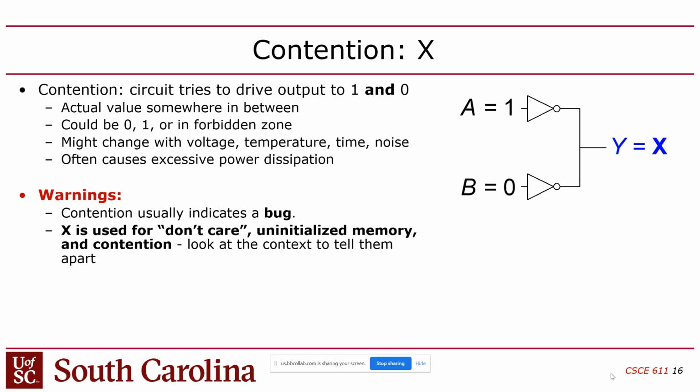Likewise, what if you want to set a value to don't care? You guys remember don't cares from 211? Don't care basically means, I don't care what this is, you can use this don't care to optimize the logic. Well, don't care is also an X. So the problem is that X usually means contention, but it can mean something else depending on the context, so watch out for that.